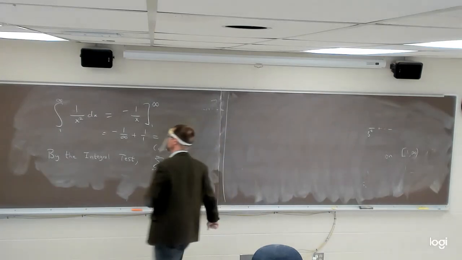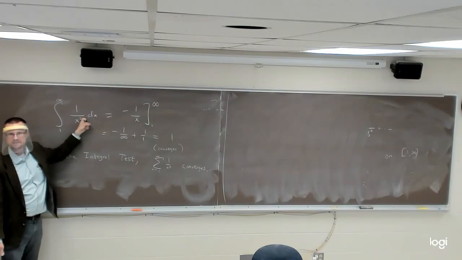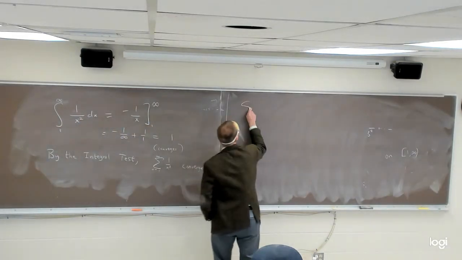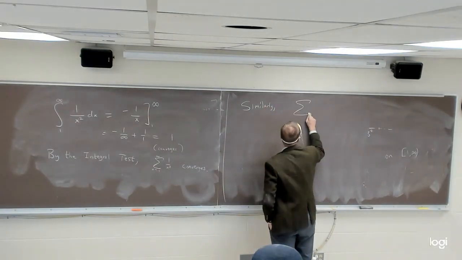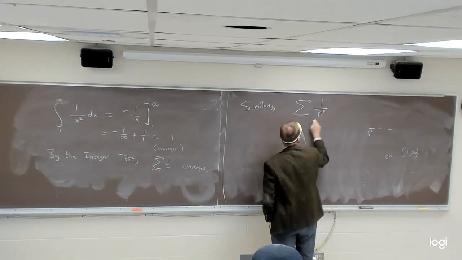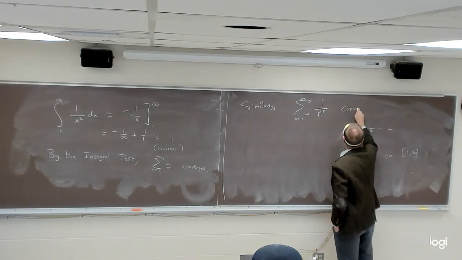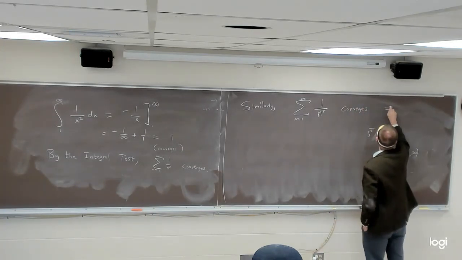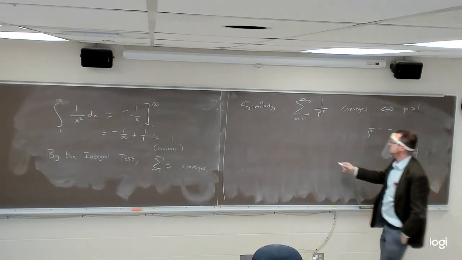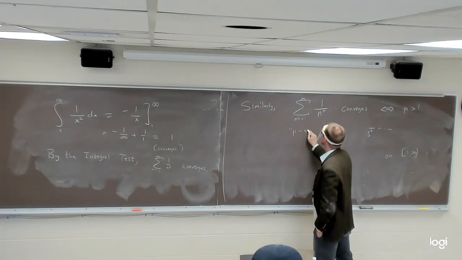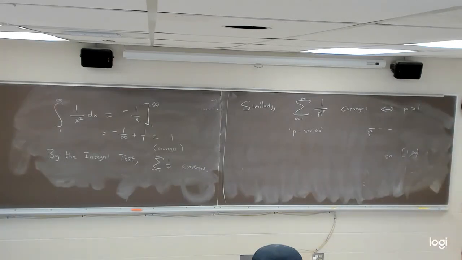Right. Now, there's nothing special about 2. We could generalize this example to 1 over powers of n. So similarly, the integral test implies that if I take a series of this form, it converges if and only if p is greater than 1. A series of this type is sometimes called a p-series. We just looked at a p-series with p equals 2.